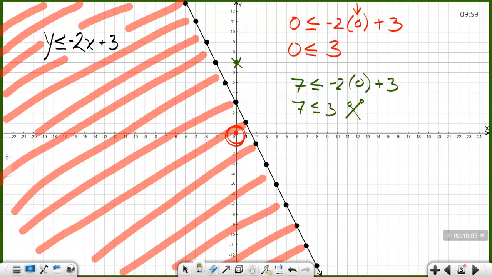You can always read the inequality. Less than is below your graph. Greater than is above your graph, but then test a point to make sure you shaded it on the right side.